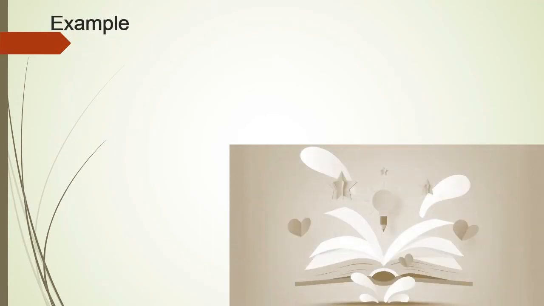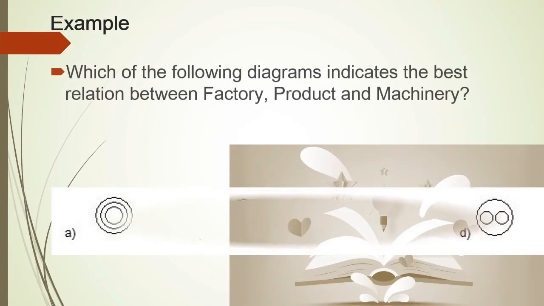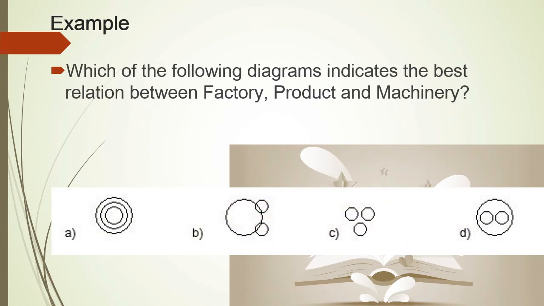We'll see an example for Venn diagrams. The question is, which of the following diagrams indicates the best relation between factory, product and machinery? So there are four options here. Option A has three concentric circles, that is one circle inside another circle. Option B has three circles in which two are overlapping with each other. Option C has three different independent circles. Option D has two circles that are inside a bigger circle.